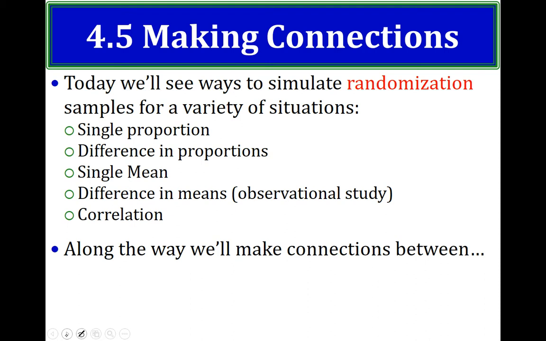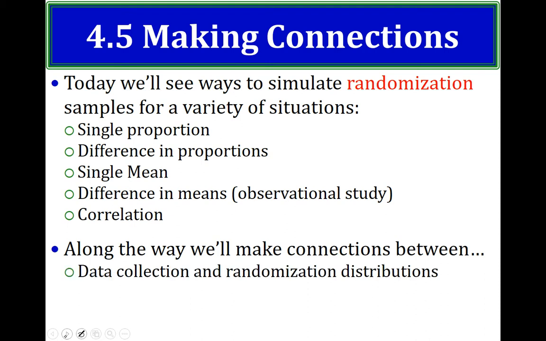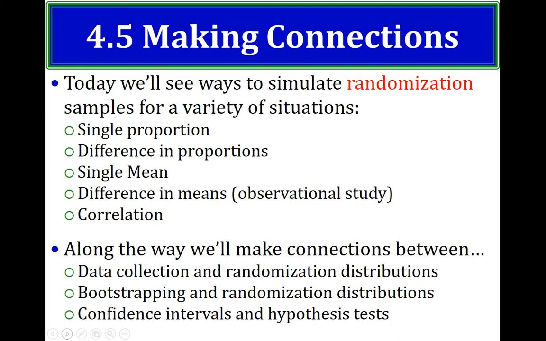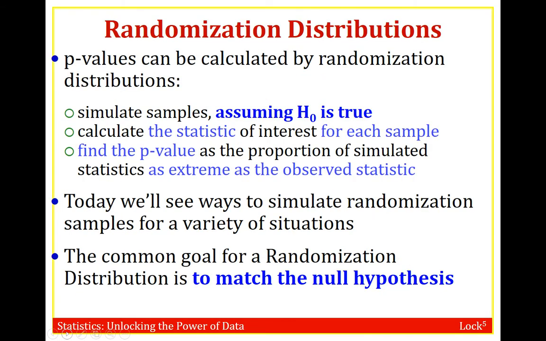Along the way, we'll make some connections, I hope. Data collection and randomization distributions are our keys. Bootstrapping and random distributions are our tools. Confidence interval levels and hypothesis tests will be part of what's going on here. So all of these are words that we have used. All of this is things we already know how to calculate, and now we need to bring it all together and make something happen with it.